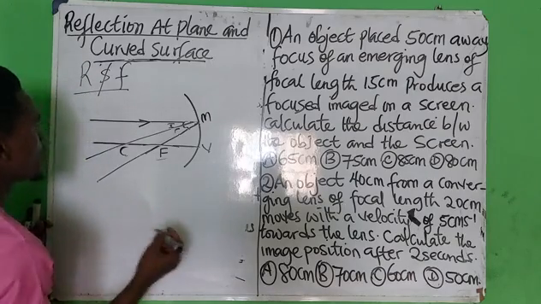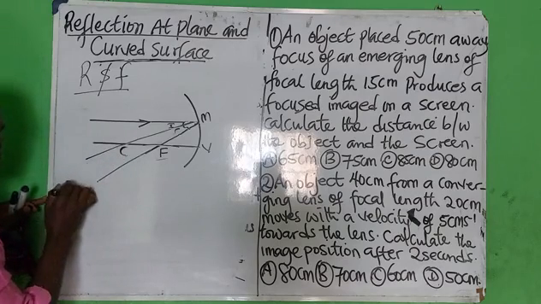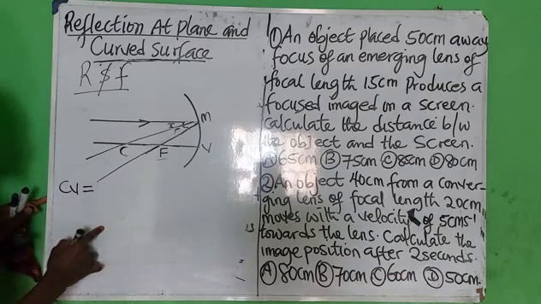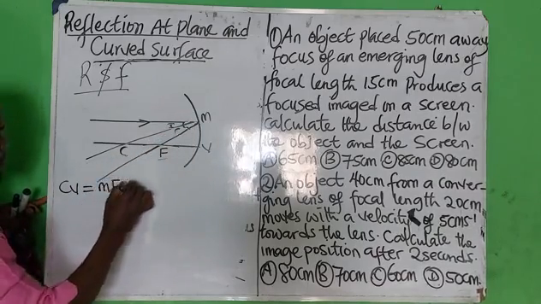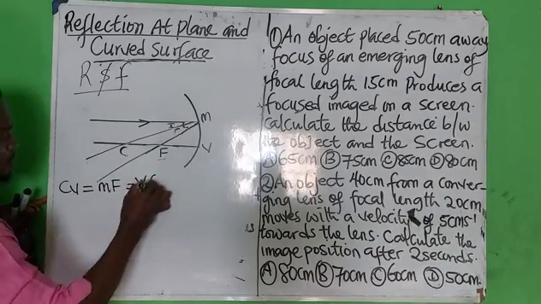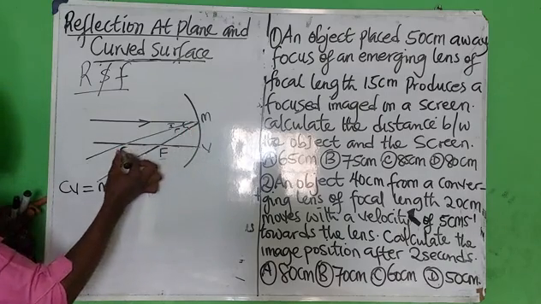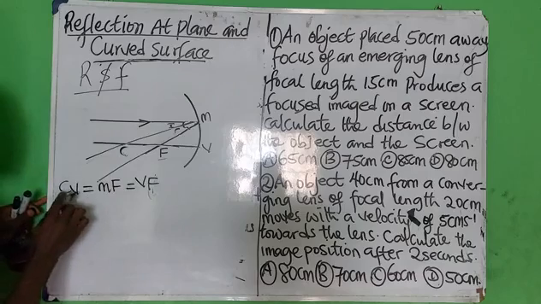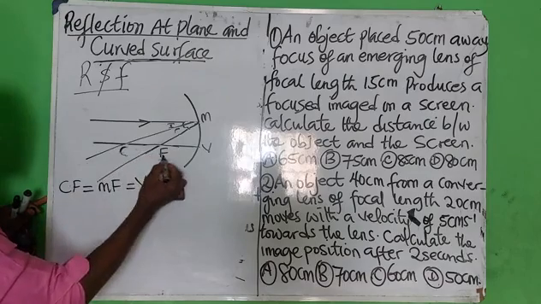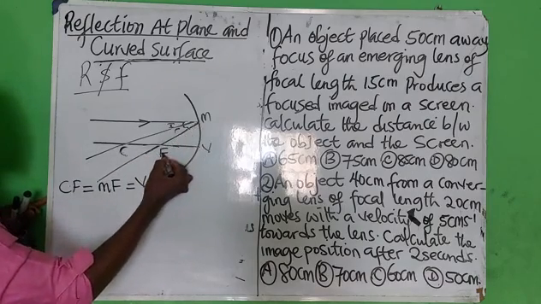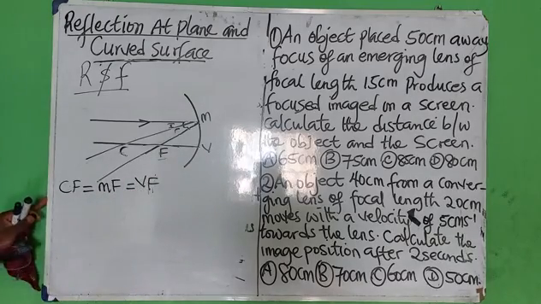From what I have now, I can say CF is equal to MF and is equal to VF. CF is equal to what? MF, and is equal to what? VF. That is what you have it to be.